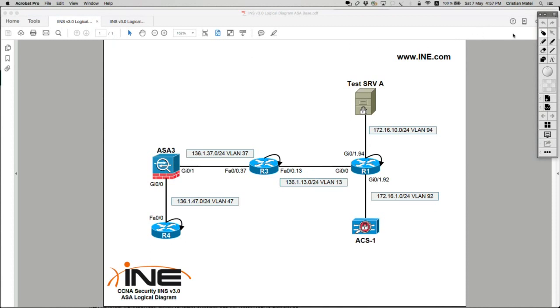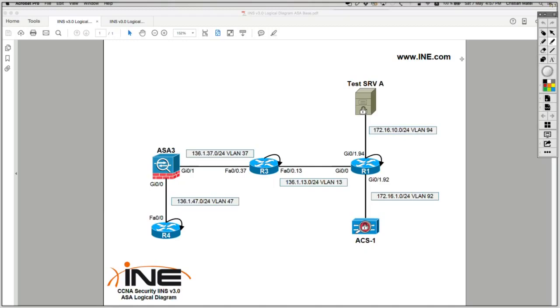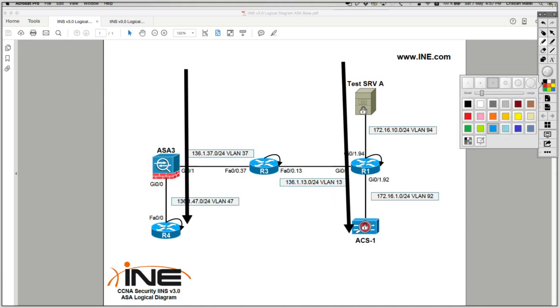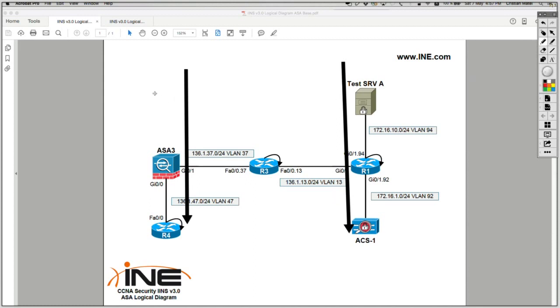for example, assuming that on the left side here and on the right side there, those are your two sites. On the left side, we have site A of our company, and on the right side, site B.